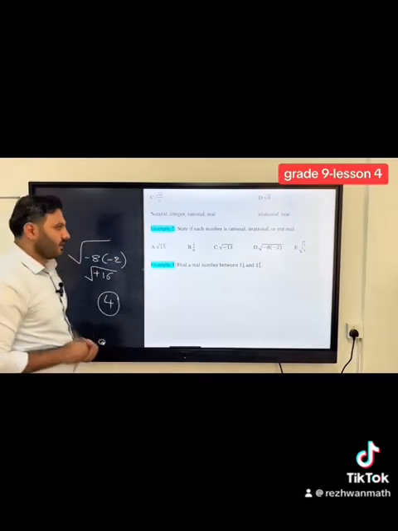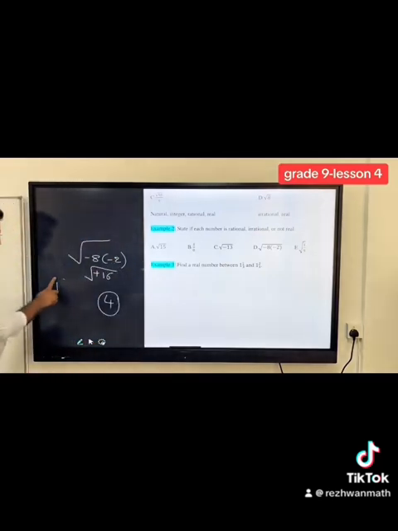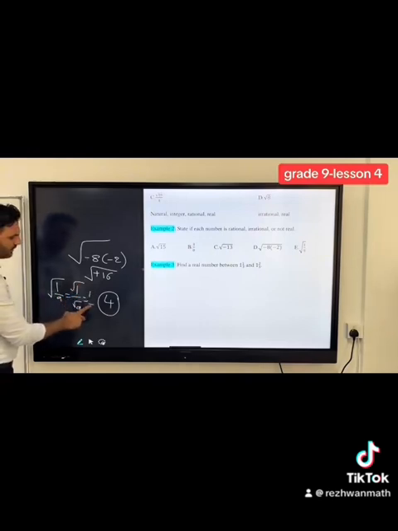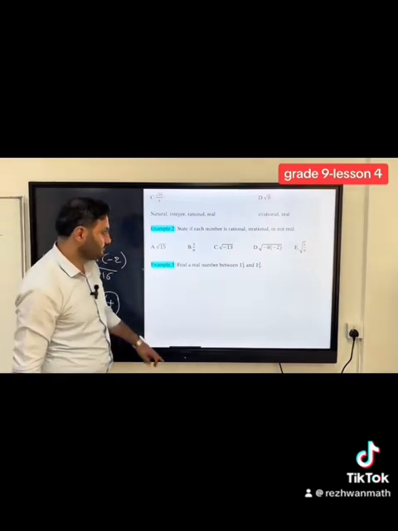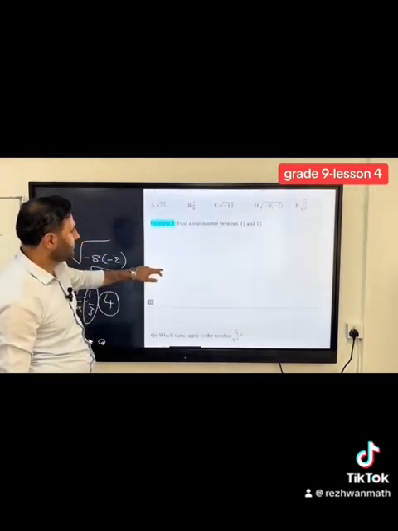Look at the square root of 1 over 9. The square root of 1 over 9, we get the square root of 1 over the square root of 9. We get 1 over 3. 1 over 3 is a rational number.